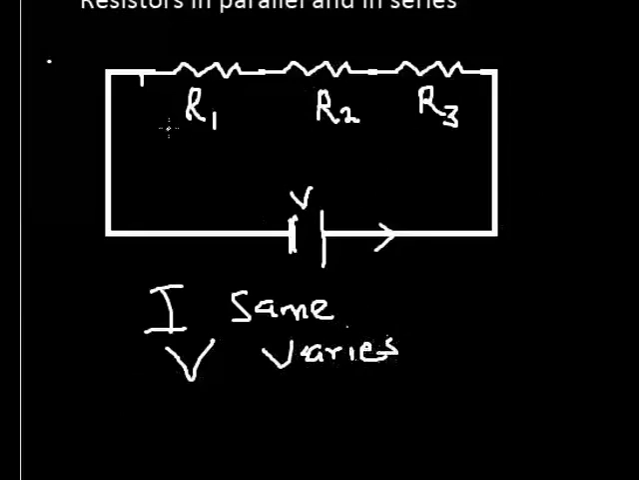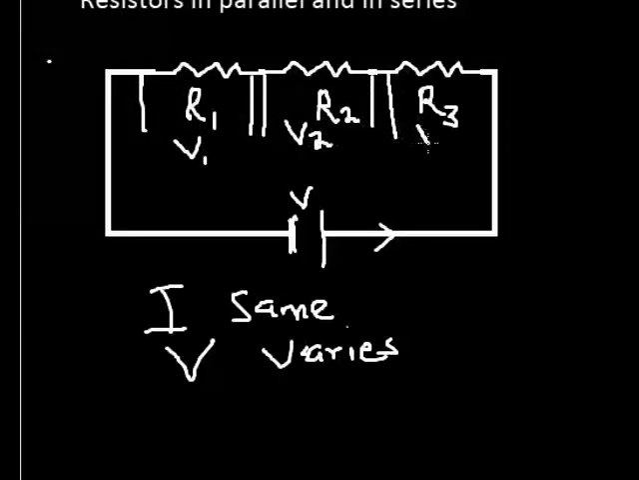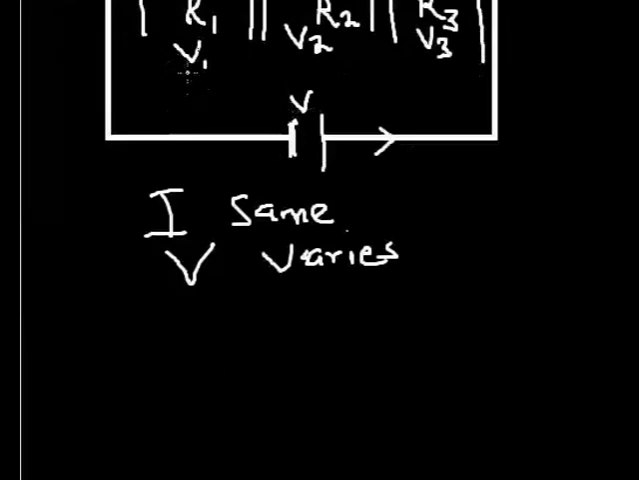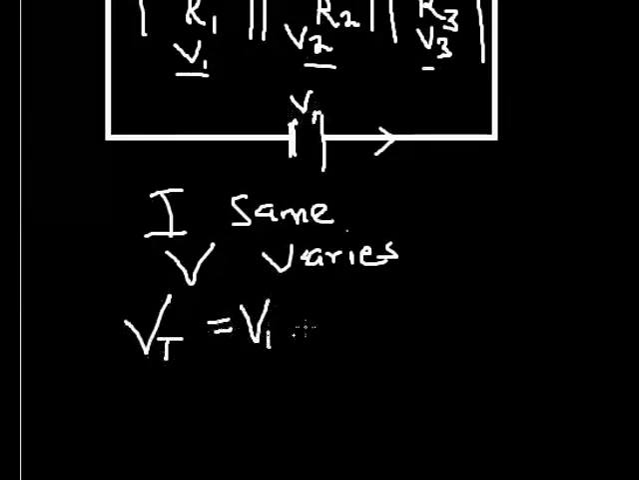So with PD varies, that means the PD across R1, I call it V1. The PD across R2, I call it V2. And of course, the PD across R3, I call it V3. So that means the total PD is going to be the combination of V1, V2, and V3. So V total is going to be the PD across R1 plus PD across R2 plus the PD across R3.